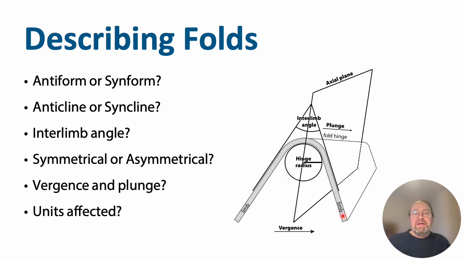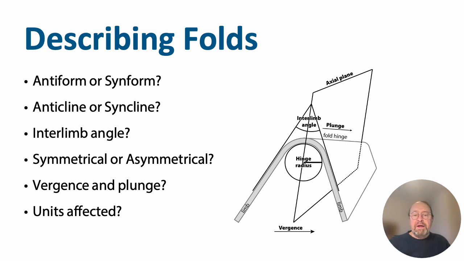You can measure the angle between the two limbs, the interlimb angle, that lets us know whether it's an open, closed, or tight fold. We want to know if it's symmetrical or asymmetrical, and does it plunge? Is the fold horizontal or does it plunge? And is there some vergence there, as there is in this case? It's just a gentle vergence towards the right.